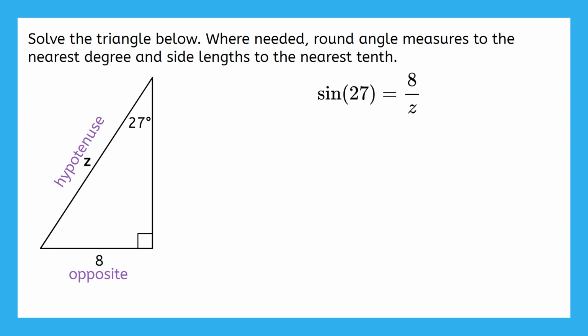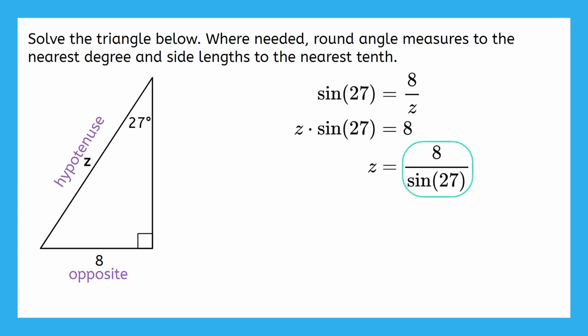Just like when I solved for y, z is in the denominator here, so to solve, I'm going to need to multiply both sides by z to get it out of the denominator. And then I just need to divide both sides by the sine of 27 degrees to get z by itself. That gives me that z is equal to 8 over the sine of 27 degrees.